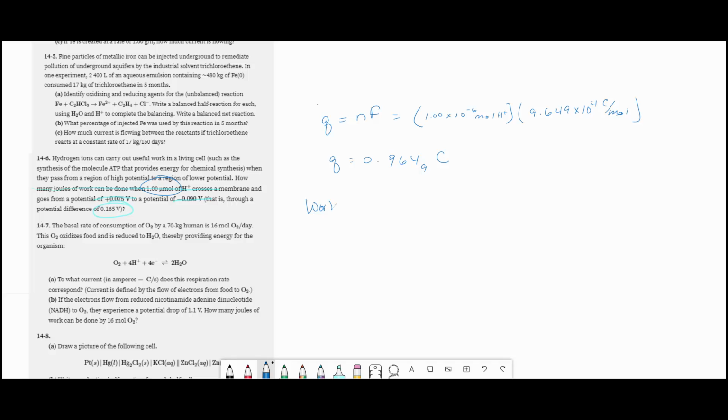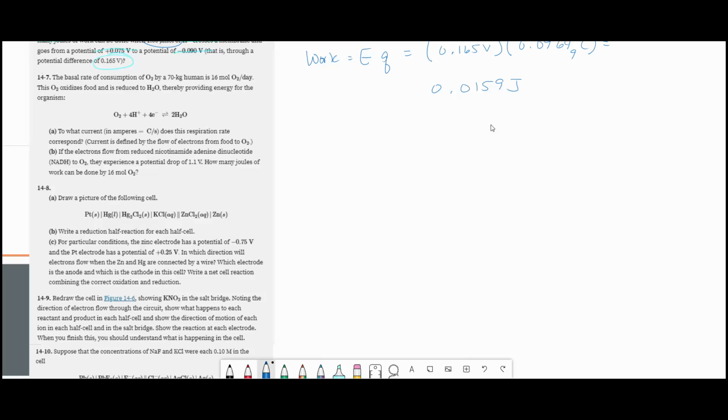So now our work equation is going to be capital E, the voltage difference, times Q. So the voltage difference was actually spelled out for you, 0.165 volts times our Q value, 0.09649 coulombs, and you get a work value in joules of 0.0159 joules. Number 7, we're given the basal rate of consumption of oxygen by a 70 kilogram human.